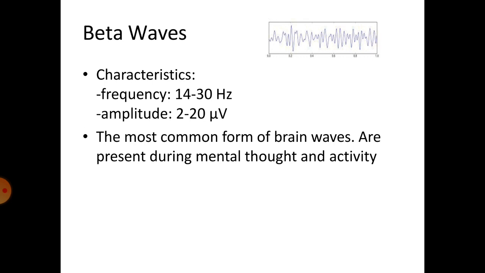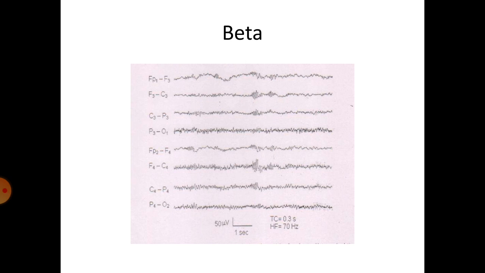This one is the beta wave. Characteristics: frequency 14 to 30 Hz and amplitude 2 to 20 microvolts. These are the most common form of brain waves, present during mental thought and activity. This slide shows the beta waves.